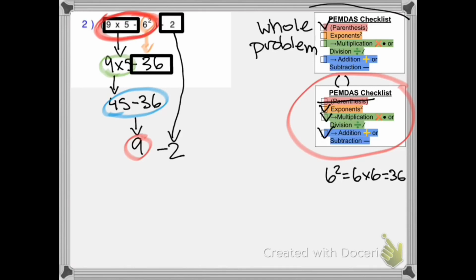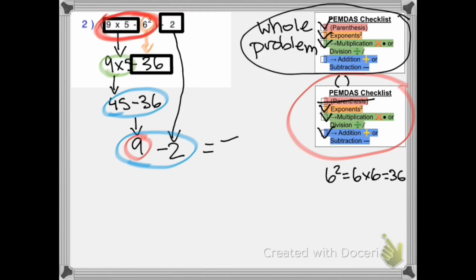Now we're going back to our whole problem checklist. And we do not have any extra exponents. Those are all inside the parentheses. We don't have multiplication or division because that, again, was inside the parentheses. And now we're left with one last part of our problem, which is subtraction. So that's this problem right here, 9 minus 2. 9 minus 2 is 7. And again, I'm going to circle my answer.